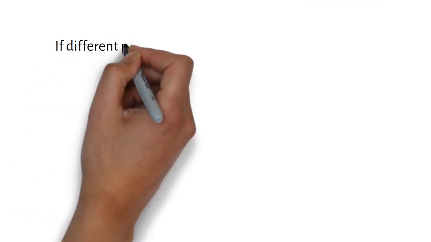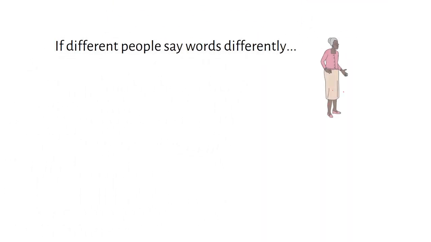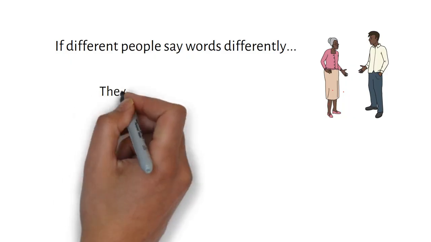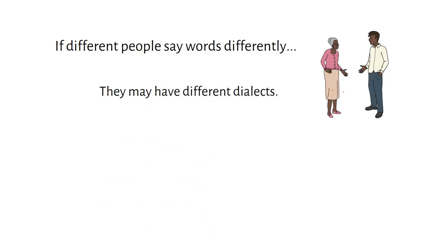What if different people say words differently? How does this connect to making reading easier? Sometimes people say words differently because they have different dialects. See video number 8 on dialects. There are other reasons too. Here are 2 pieces of advice about these.